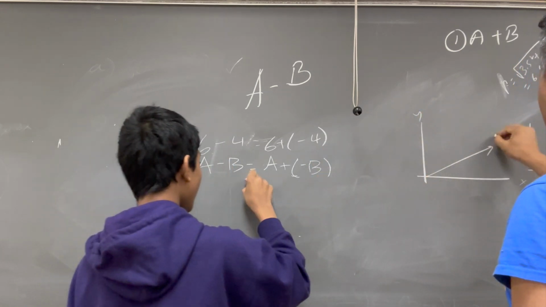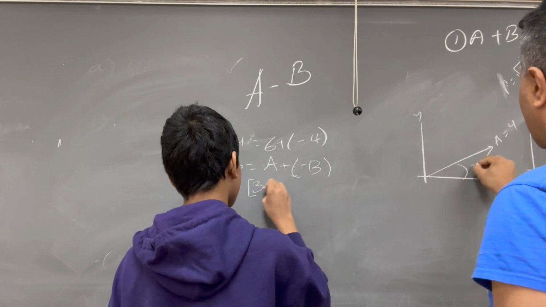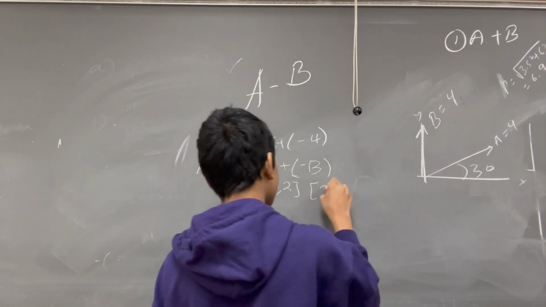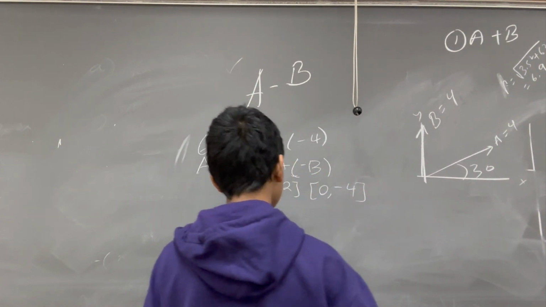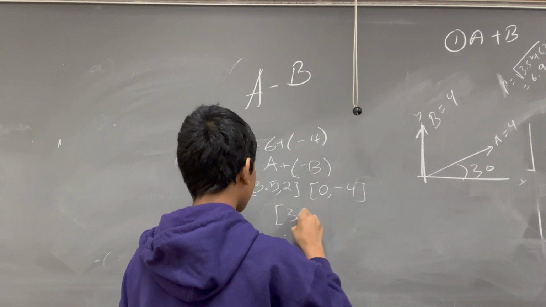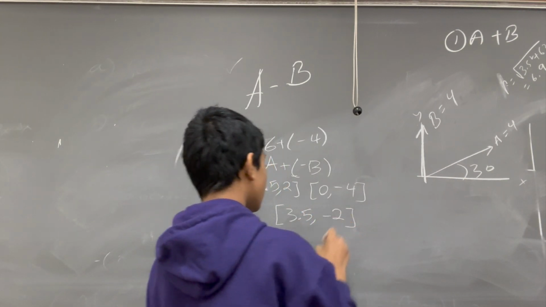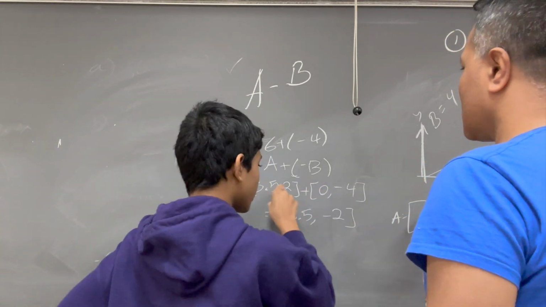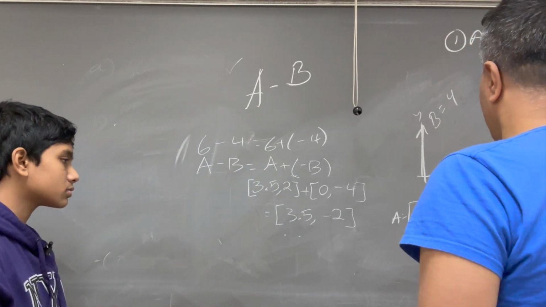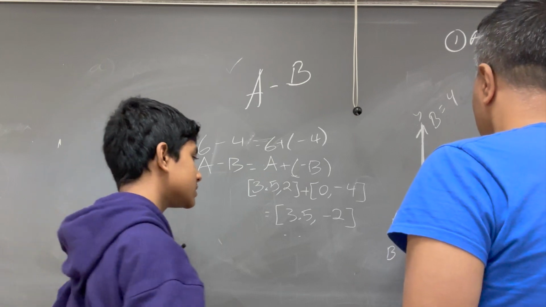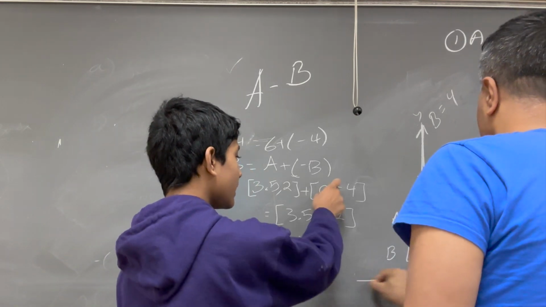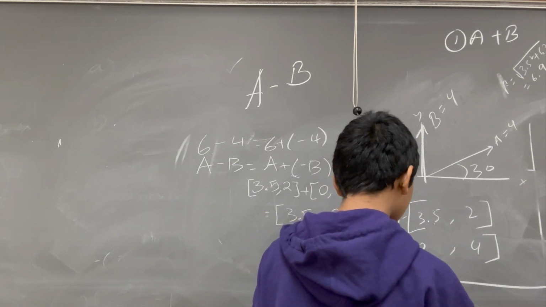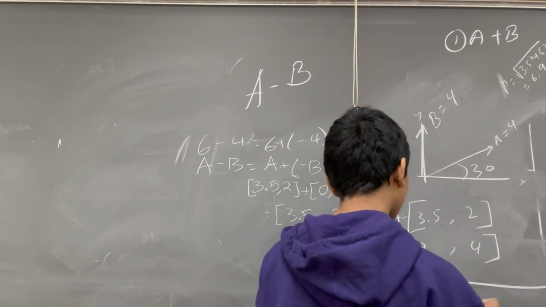In this case, A, we already know, is 2 times the square root of 3, which is 3.5, comma 2, and B is 0, comma 4, which means negative B is 0, comma minus 4. So adding them together would give us 3.5, comma negative 2. Or, written another way: A is 3.5, comma 2, and B is 0, comma 4, so 3.5 minus 0 is 3.5, and 2 minus 4 is negative 2.